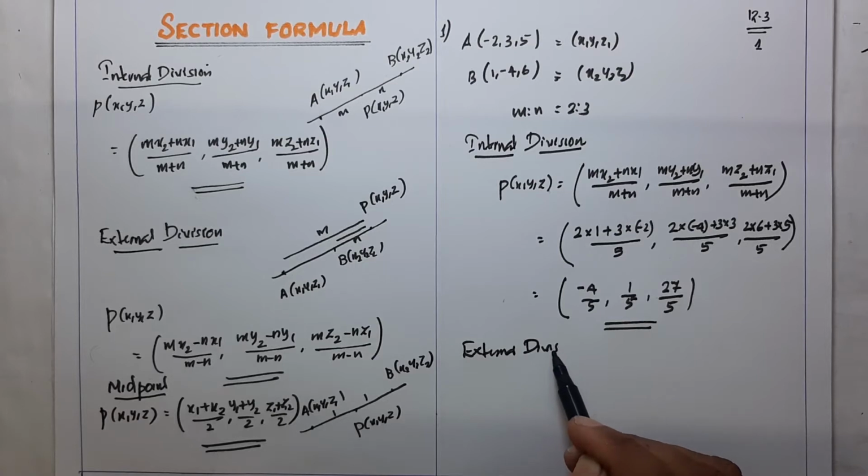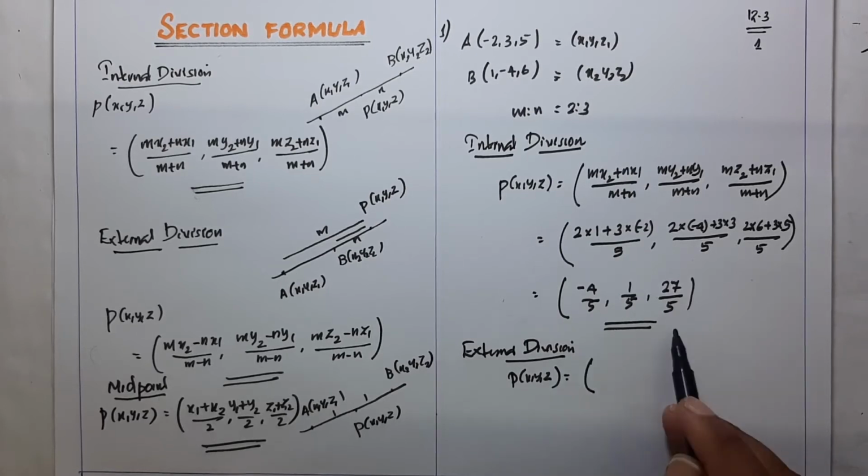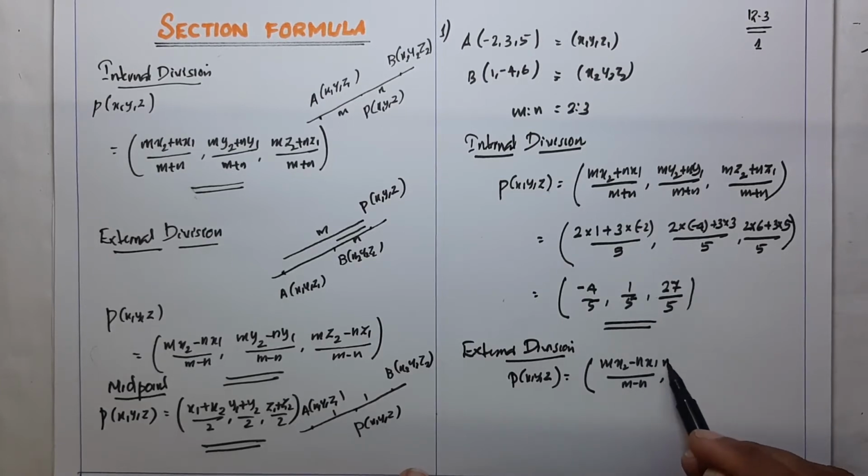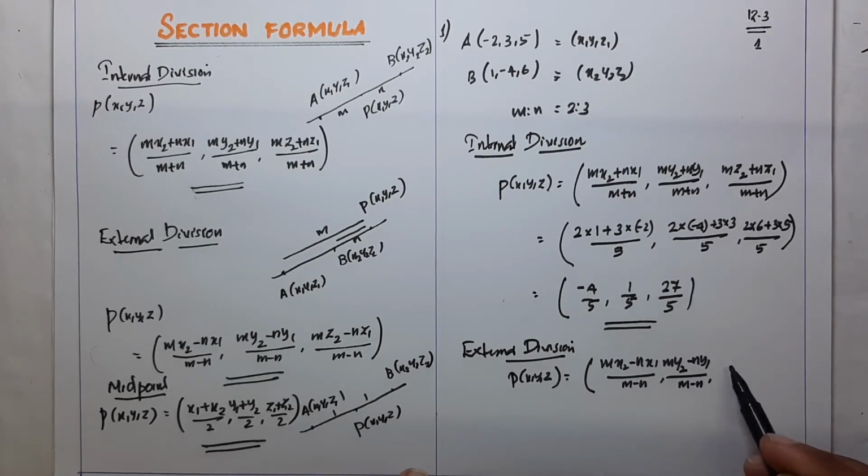it's a direct problem. For external division, our formula changes. P(x, y, z) is equal to (m x2 minus n x1) divided by (m minus n), (m y2 minus n y1) by (m minus n), and (m z2 minus n z1) divided by (m minus n). And therefore we get the answer here.